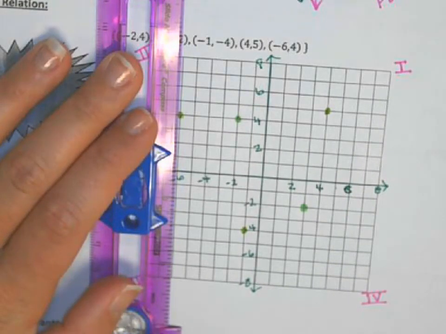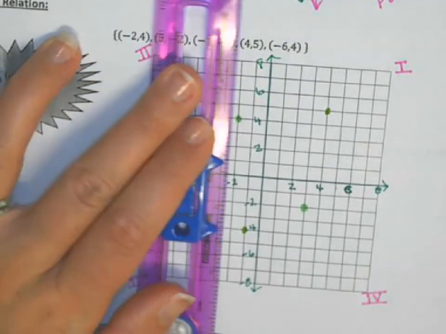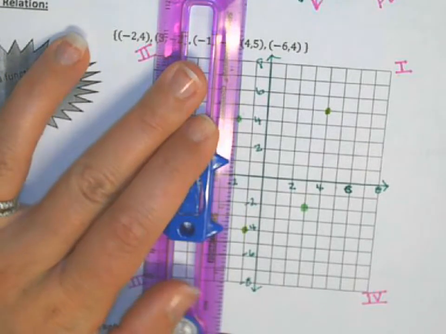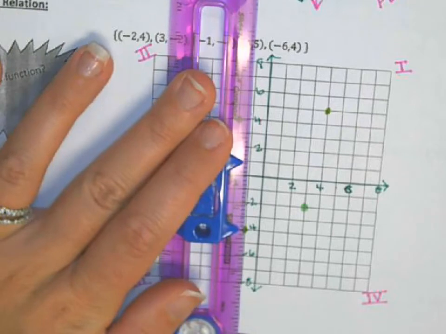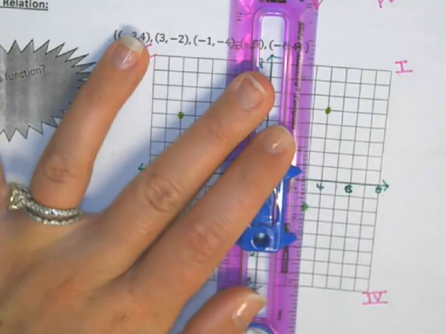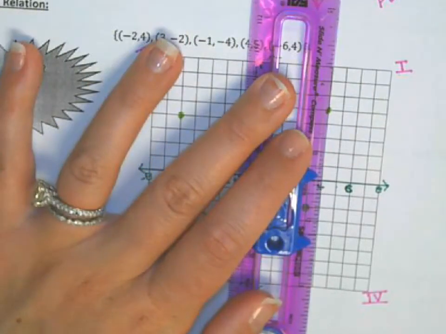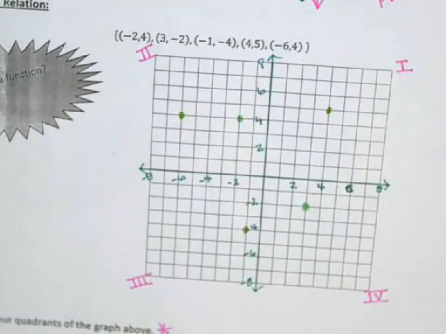Does it pass here? Yep, it passes. So move on to the next one. How about here? Does it pass here? Yep. How about here? Yep. Does it pass here? Yep. Does it pass here? And I think that's all 5 points. So it passes the vertical line test everywhere we need to test it. Okay? And so because of that, is this a function?